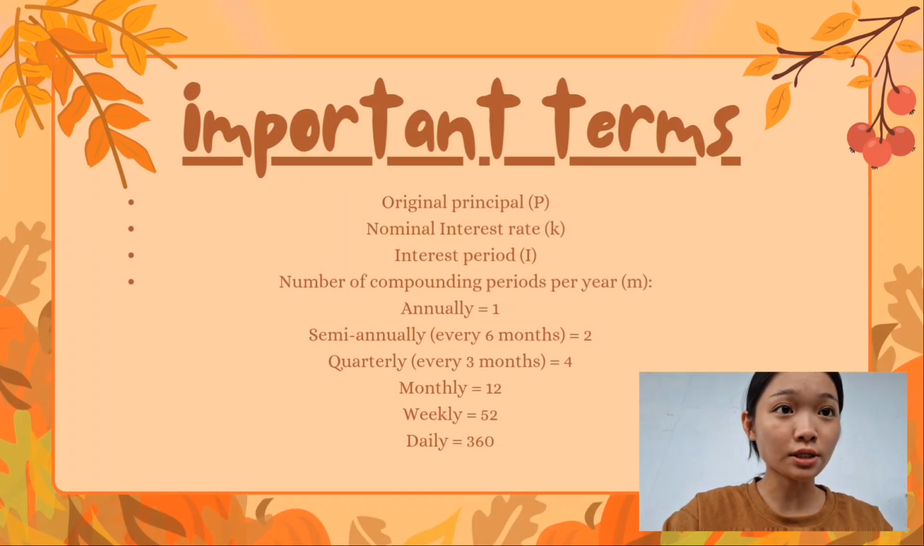Important terms of compound interest. Original principal is P, nominal interest rate is k, interest period is i, number of compounding periods per year is m. This is how many times interest is calculated in a year. For annually, m equals 1; semi-annually, which is every 6 months, equals 2; quarterly, which is every 3 months, equals 4; monthly equals 12; weekly equals 52; daily equals 360.